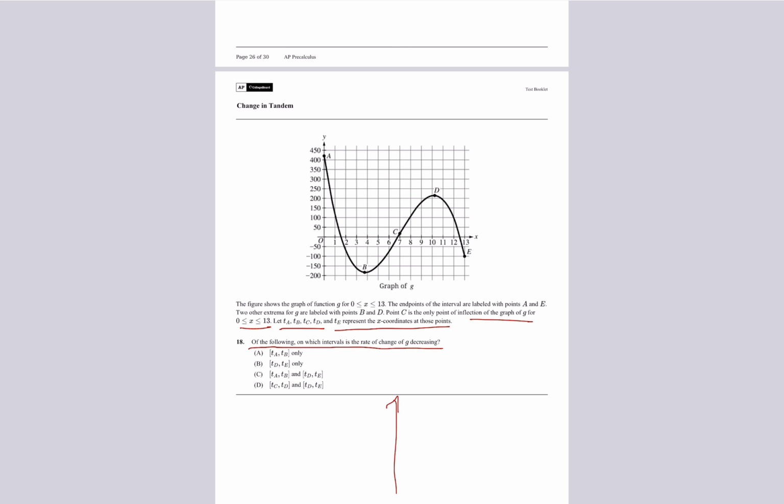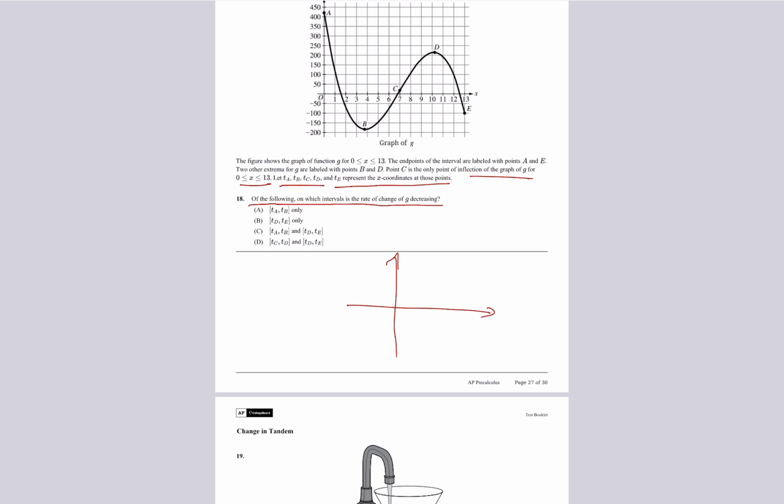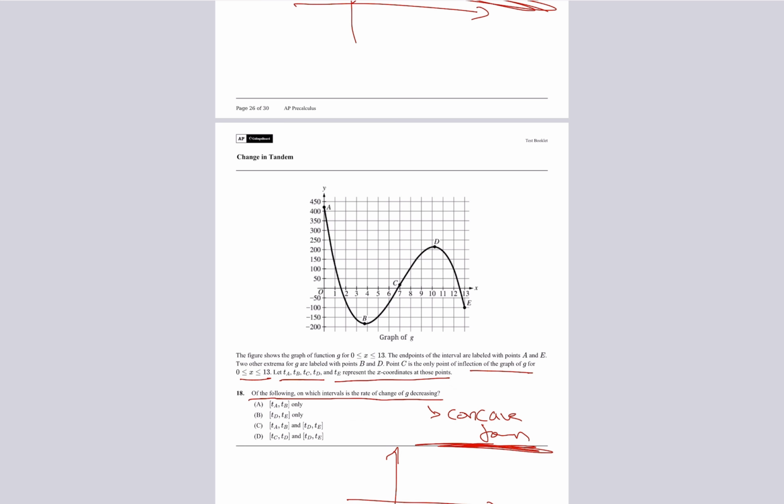Remember, when do we have a rate of change that's decreasing? Well, disregard the fact whether the function is increasing or not. Decreasing means concavity is downwards, right? Concave down. Remember this. Let's just look at the parts where the concavity is downwards. This is upwards, not the case. Upwards, not the case. Downwards, the case. Downwards, the case. So it's from t of C to t of D and t of D to E. Yeah, that's it. Option D.